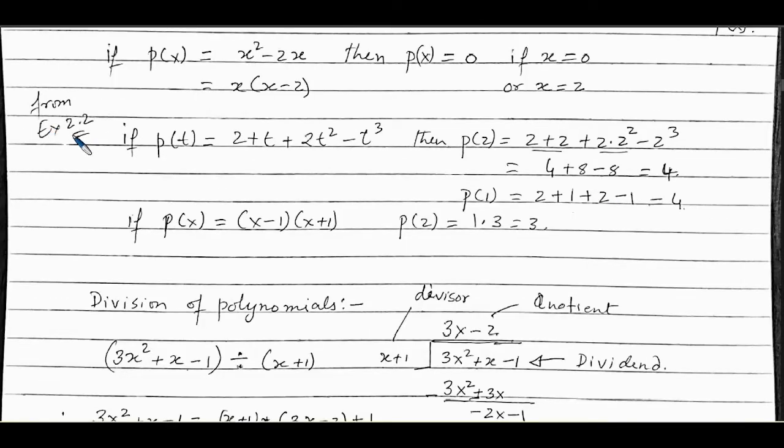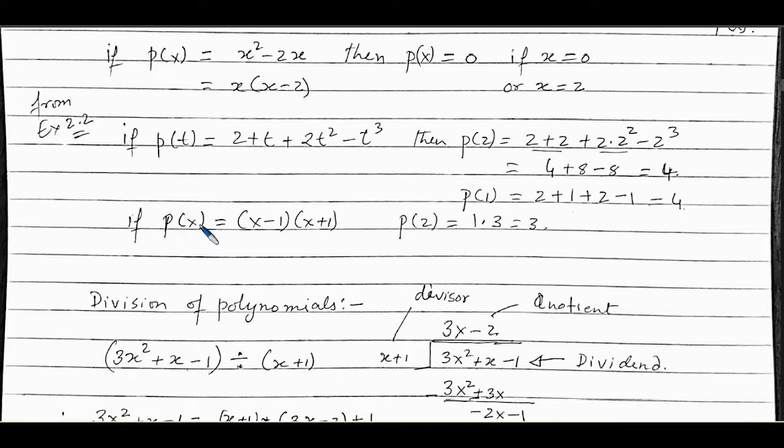Now an exercise from your textbook, exercise 2.2. It says if p of t is equal to this polynomial, then p of 2 is what? I substitute t equal to 2 here, and if I do this, I get 4. Similarly, p of 1: if t is equal to 1, I substitute here, 1 square is 1, 1 cube is 1, so 2 plus 1 plus 2 minus 1, this is again 4. So p of 2 and p of 1 for this equation are the same, equal to 4.